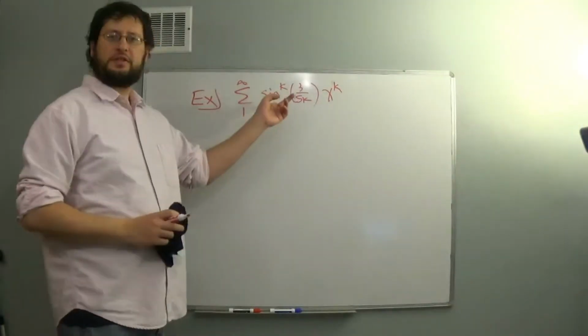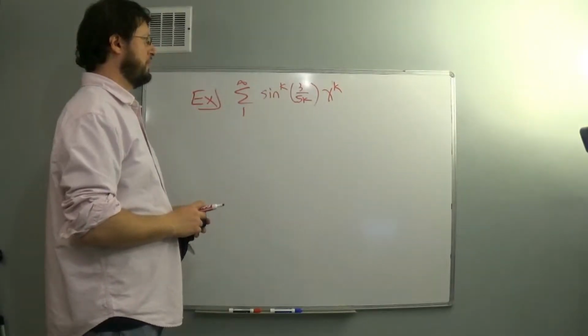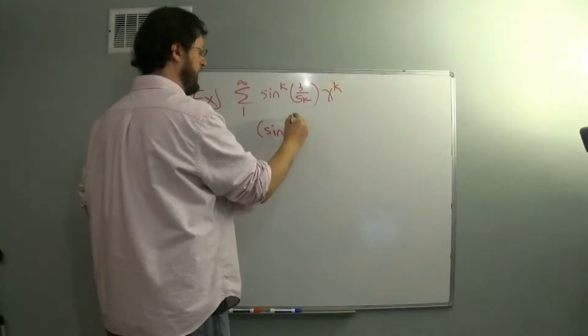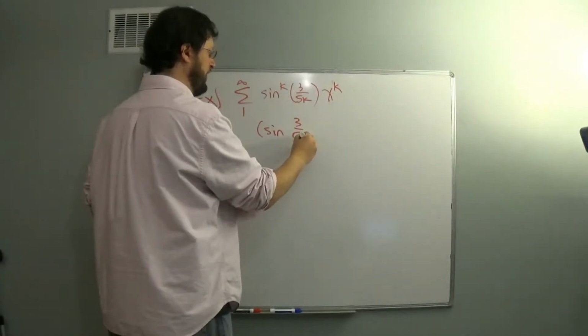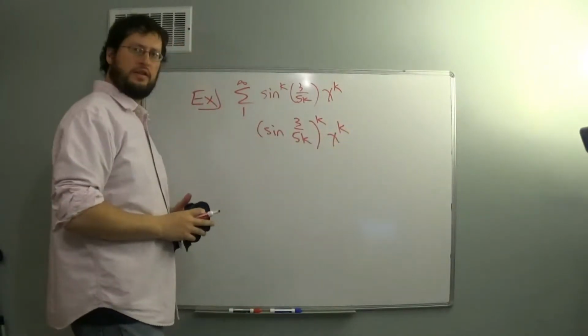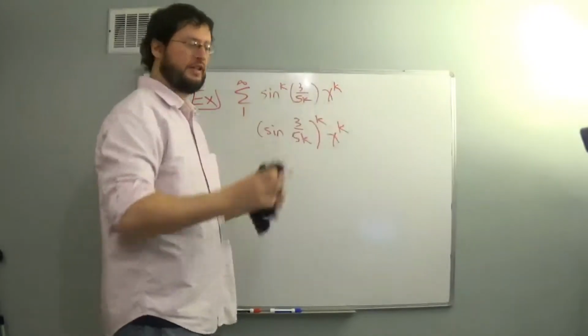Let's evaluate this series for its interval and radius of convergence. So the sine to the k, remember what that means. That really means sine of 3 over 5k all raised to the k. That's what sine squared means, the sine of x quantity squared.